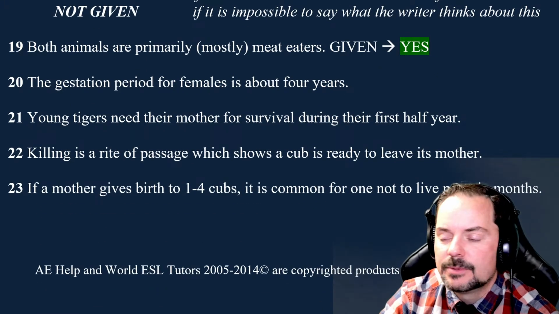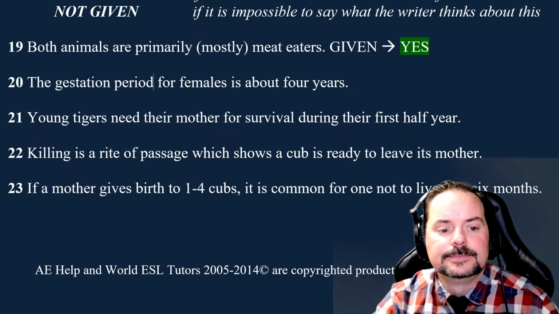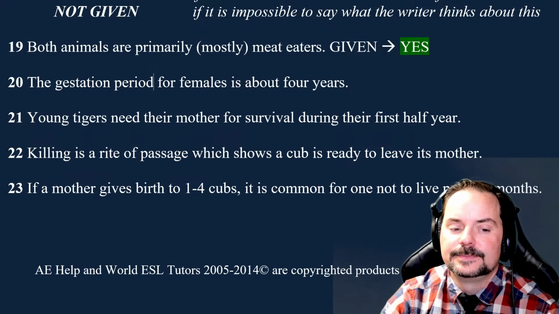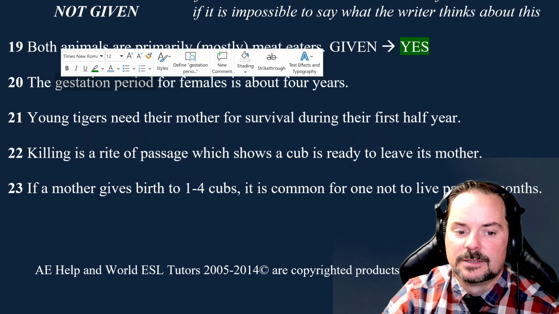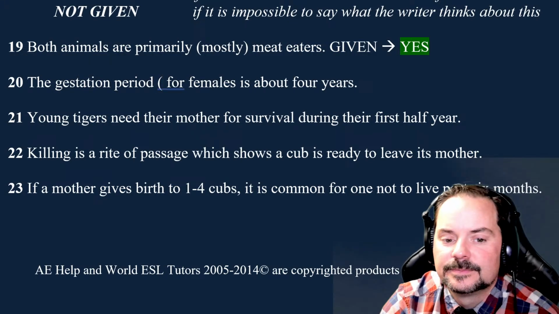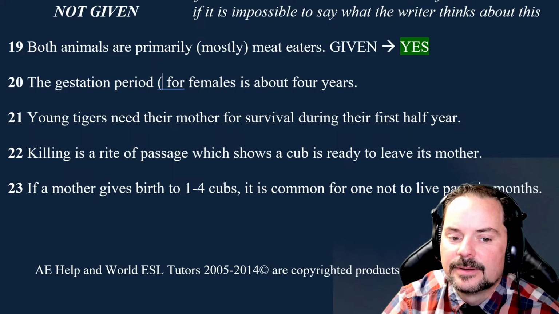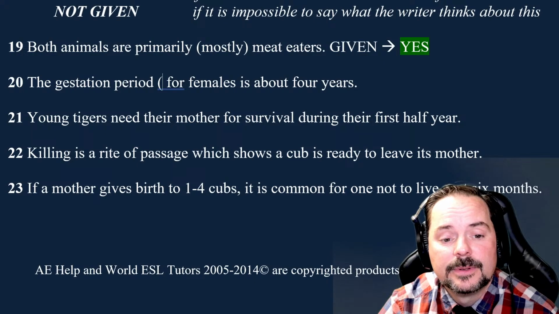All right. Next question, number 20. Can you read that one for us? The gestation period for females is about 4 years. What does a gestation period mean? Gestation period means the time of breeding period. Sorry, can you say that breeding one more time?